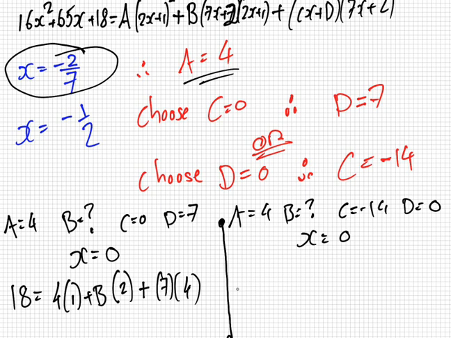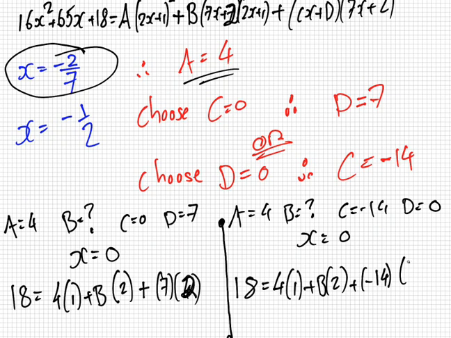Likewise here, I can do the same thing. X is 0, I get 18 equals A, which I know, 1, B, which I don't know, 2, C, which is minus 14, and D is 0, and then here, so what number is that at the end? That's a 2. Did I write 4 here? Sorry, that should be a 2 here, and a 2 here. So now I can get B from both.